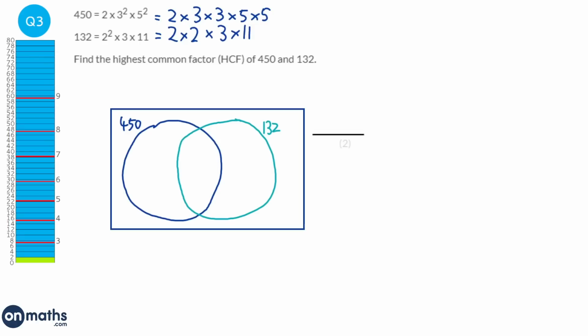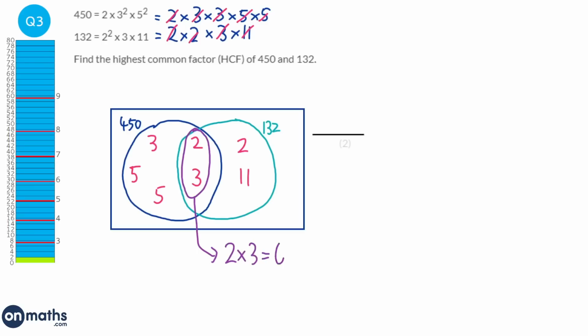Looking at the prime factors at the top, we can see they both have a 2 in them. So I cross them both out and put 2 in the middle. We can see they both have a 3 in them. So cross those 3s out and put 3 in the middle. And then 450 has a 3, a 5, and a 5. And 132 has the 2 and the 11. So to find the highest common factor, as I said, you multiply all the numbers that are in the middle. And so the highest common factor will be 6.